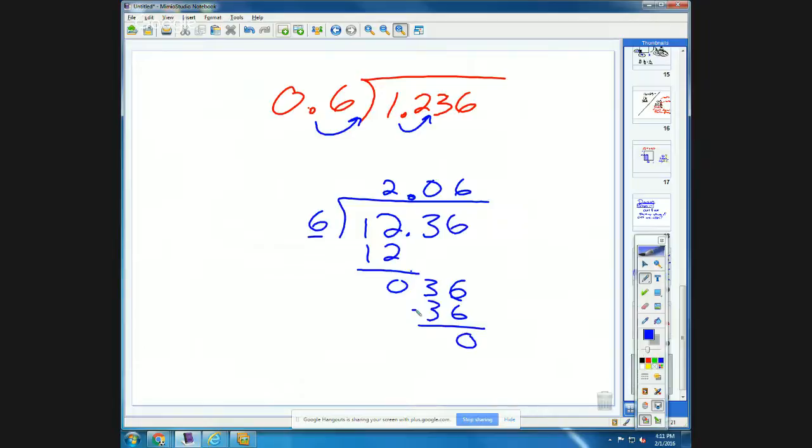How do we check to see if we're right, besides asking a calculator? Multiply. So we take the 2.06 and multiply that by 6. And we learned earlier it doesn't matter where the decimal place is yet. 6 times 6 is 36. 6 times 0 is 0, plus 3 is 3. 6 times 2 is 12. There are 2 decimal places in the factors, so there are 2 in the answer. So there's my 12.36 that I have here. Did I get it right?